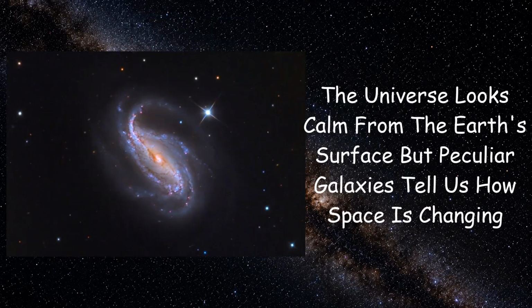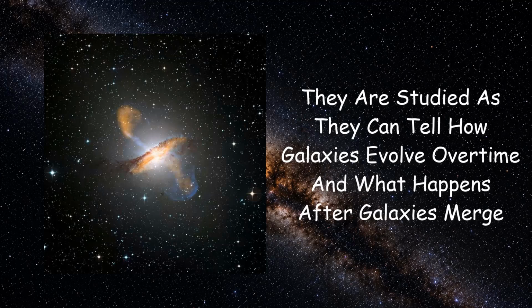Astronomers often use these galaxies to study how galaxies evolve over time because they reveal what happens during mergers and close interactions. The universe may look calm from Earth, but peculiar galaxies remind us that space is constantly changing.